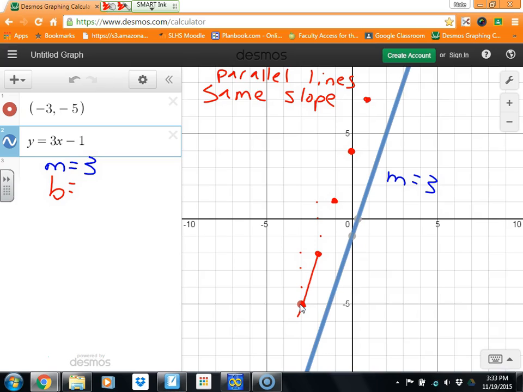And then if I draw the line exactly, I can find my intercept. Can you see the intercept? It's right here. 1, 2, 3, 0, 4. So that finds the intercept. My equation for a line parallel to y equals 3x minus 1 would be y equals 3x plus 4.